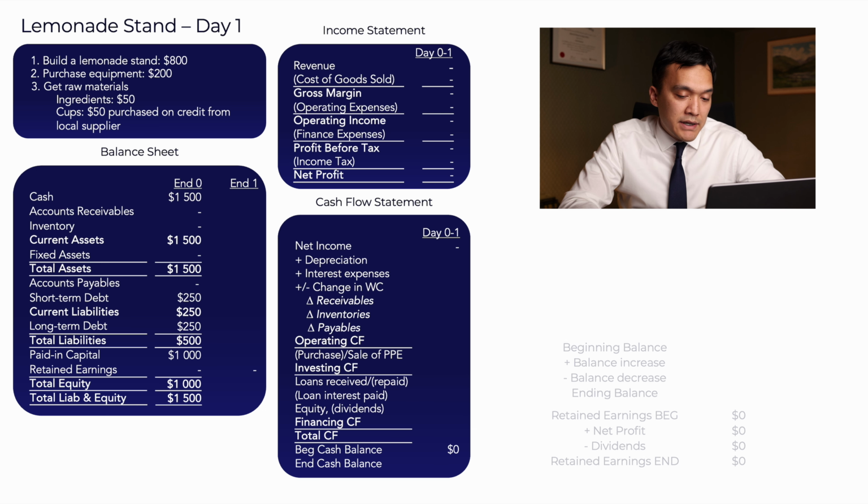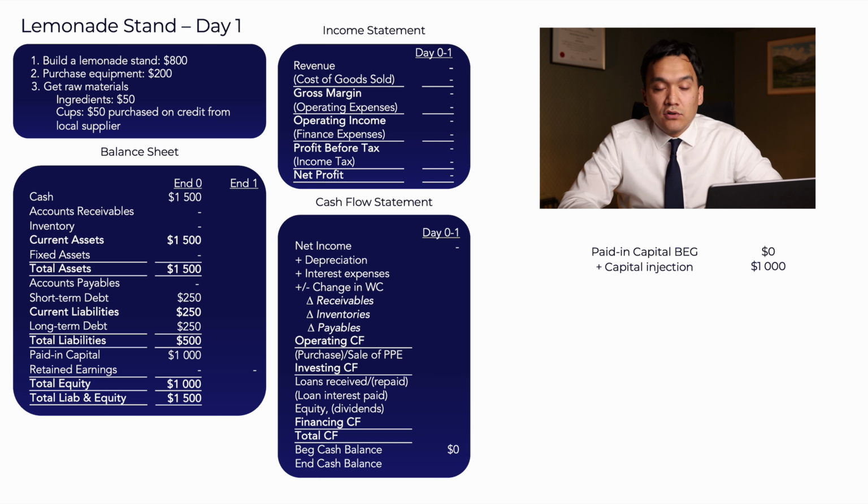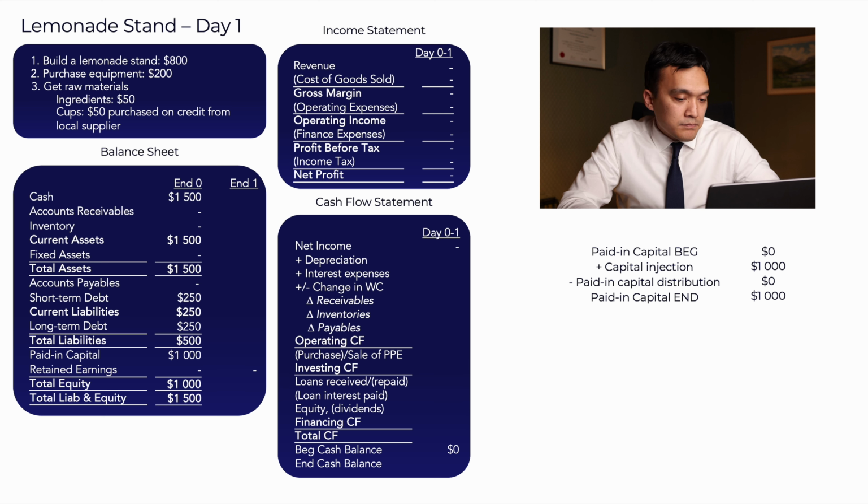Now let's have a look at paid-in capital. We have again $0 of paid-in capital at the beginning of the period, plus we made a capital injection of $1,000, minus paid-in capital distribution, so our paid-in capital at the end of the period is $1,000. So on the cash flow statement we reflect equity injection of $1,000, and on the balance sheet we can show that we had a paid-in capital of $1,000 at the end of day 1.